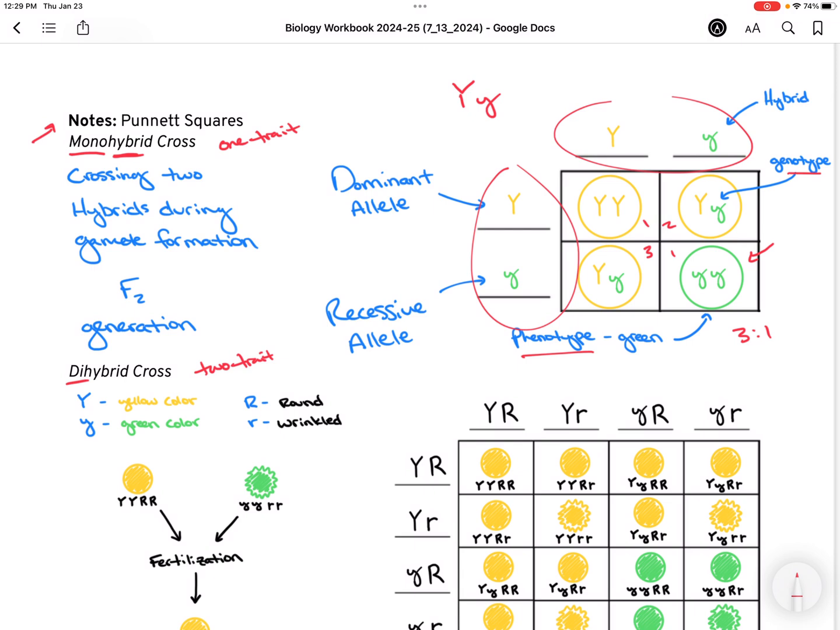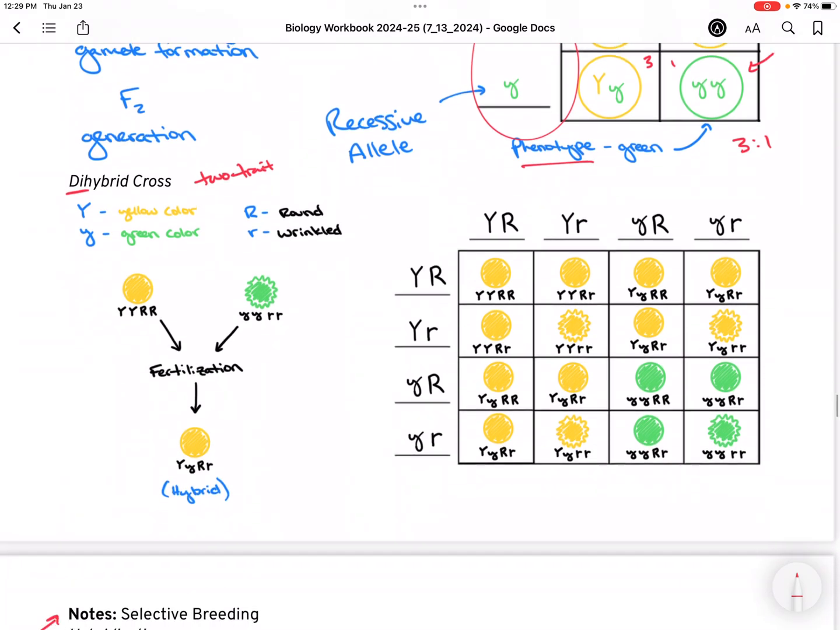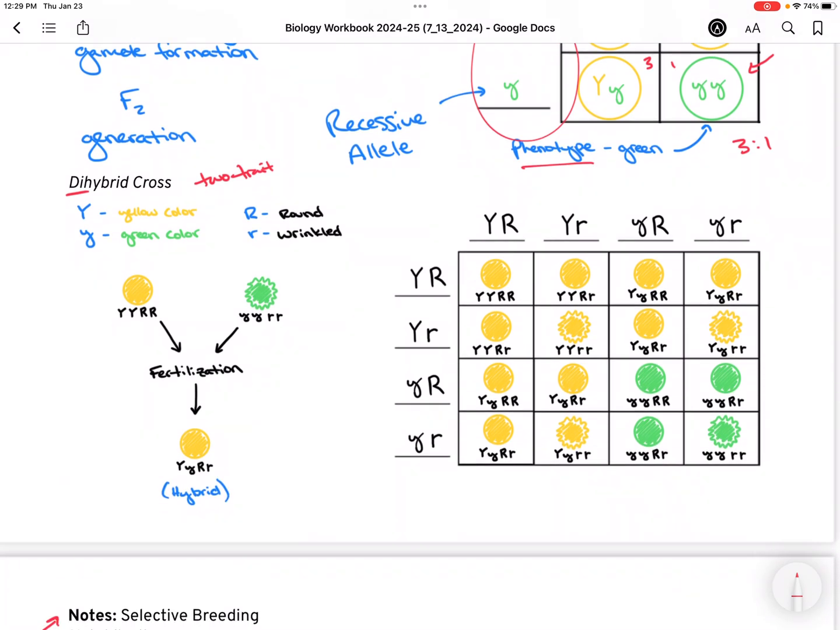Now down below, we have a dihybrid cross. What we're doing is taking a yellow round seed. You can see this is yellow and round. And then we have green and wrinkled. The green and wrinkled are both recessive, and the yellow and round are dominant forms of the trait. Then we're going to come up with a hybrid, and this hybrid is going to have a combination of all 4 types of alleles. So we'll have big Y, big R, little r right here.